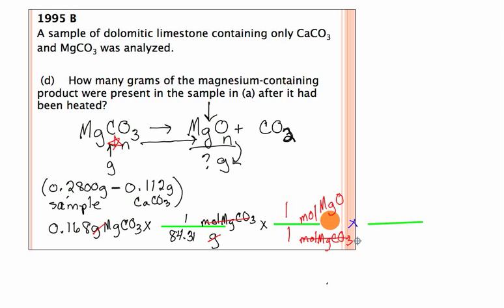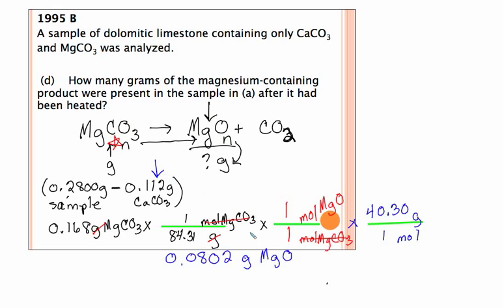Now I need to get to grams of magnesium oxide. And I want to eliminate moles. I want to go to mass. Mass to moles, use molar mass. So I'd have 0.30 grams. And my final answer would be 0.0802 grams of magnesium oxide present.